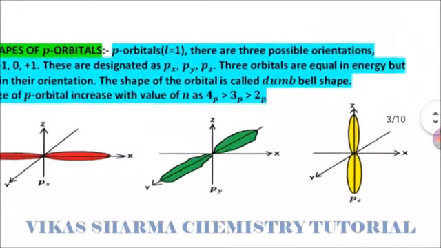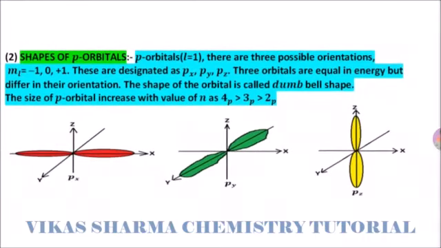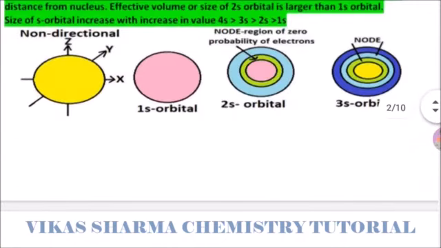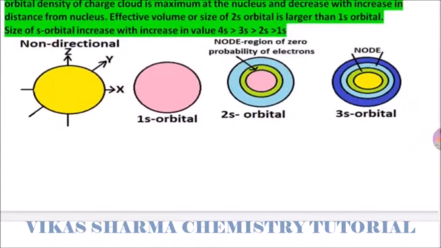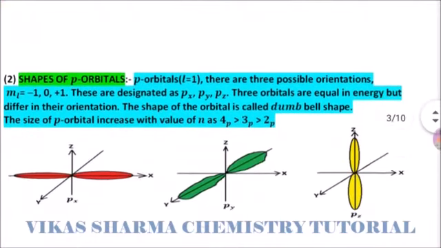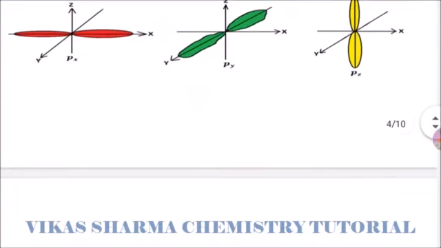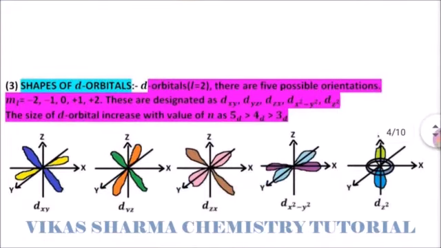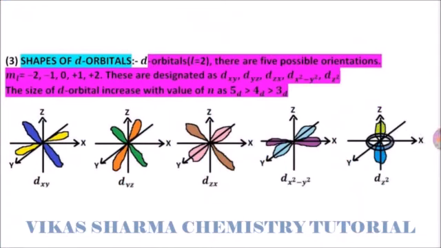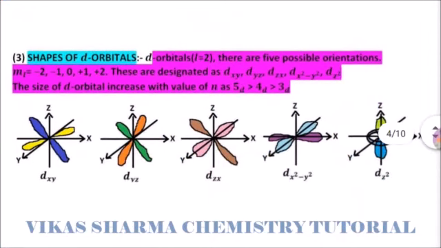So these are three orientations, and p orbital is directional in comparison to s orbital. S orbital is non-directional, there is no direction in s orbital, but in p orbital the directions are given, that is px, py and pz. And you know, an orbital can hold a maximum of 2 electrons. Positive and negative spin are completed by the electrons.